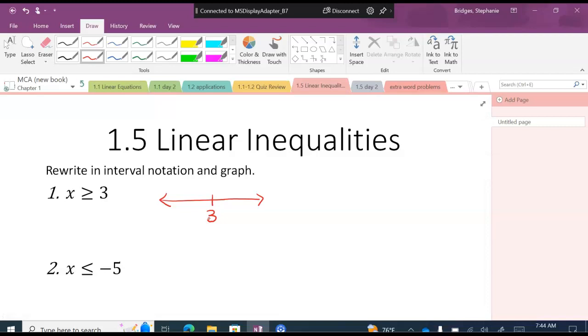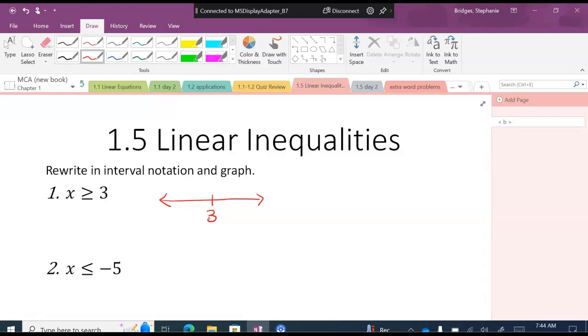I don't care that you fill in any other numbers. What does matter is that we shade in the appropriate direction. So if my x values are greater than or equal to 3, would that be to the right or to the left? Think about numbers greater than 3. Would it be to the right or to the left? To the right.